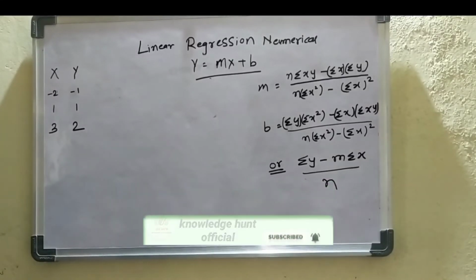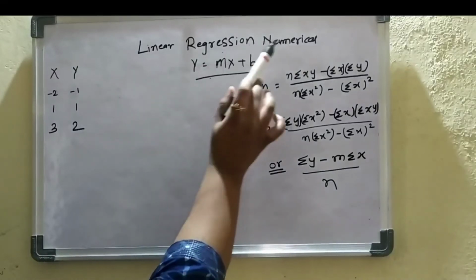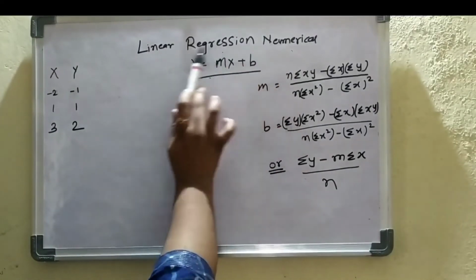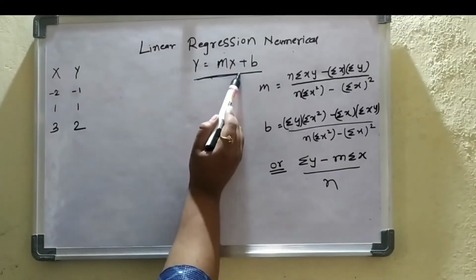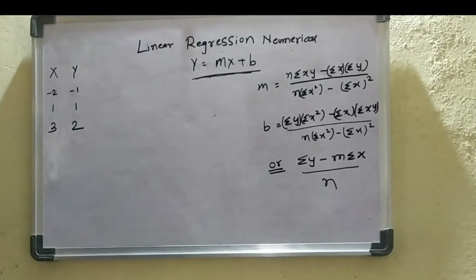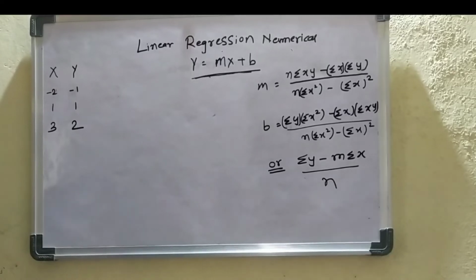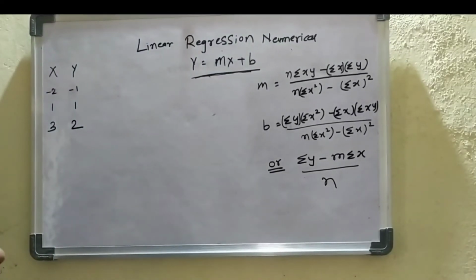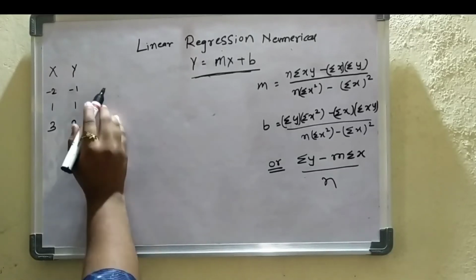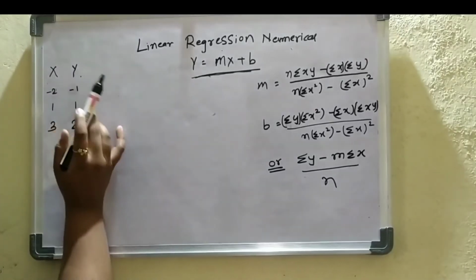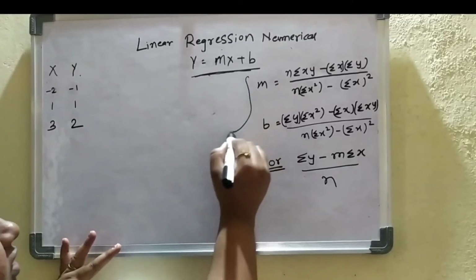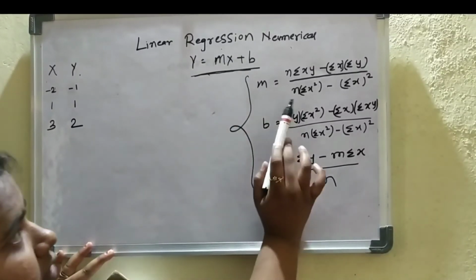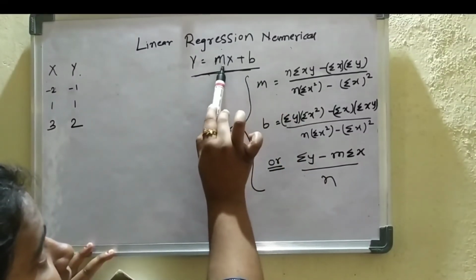In today's video we will be seeing a numerical based on linear regression, which follows the equation y equals mx plus b. Previously we have seen what is meant by regression, the different types of regression and the different formulas. The link to that will be in the description, you can go through it. In this video we will see a numerical where we have x and y values, and these are the formulas used to evaluate the values, where m is the slope and b is the intercept.